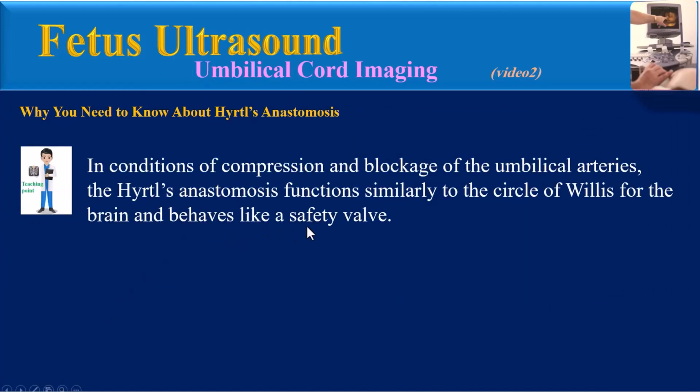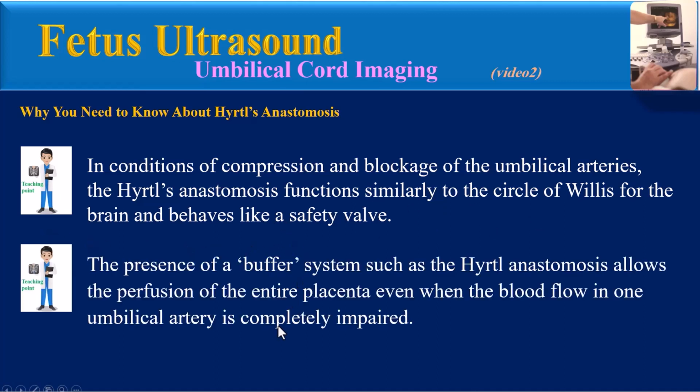In conditions of compression and blockage of the umbilical arteries, the Hyrtl anastomosis functions similarly to the circle of Willis for the brain and behaves like a safety valve. The presence of a buffer system such as the Hyrtl anastomosis allows the perfusion of the entire placenta even when the blood flow in one umbilical artery is completely impaired.